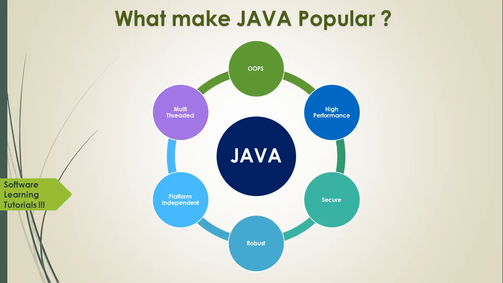It's robust, it is platform independent, so that means you can write the code on any platform and run it anywhere, and it is multi-threaded. So these are the features which make me select Java over other programming languages. But one of the key features for me is their community.